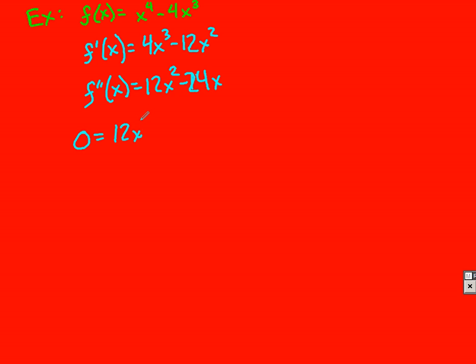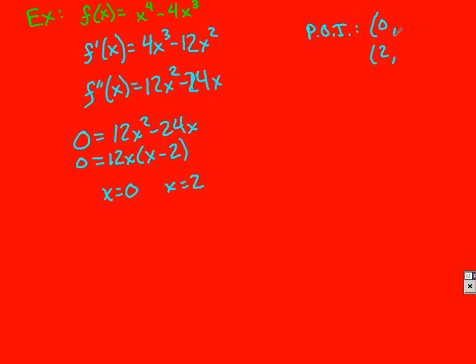So 0 equals 12x squared minus 24x. I can factor that. I can say 0 equals 12x times the quantity x minus 2. So it means that x equals 0 and x equals 2 are where I have points of inflection. Those are my x values. But remember, they're points, so we need to have y values. For y values, you go back to your original function, and we plug in and get 0 here, and I would plug in and get a negative 16 for that point. So those are two different points of inflection on your graph.